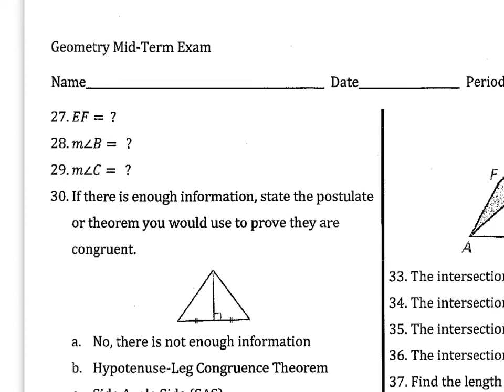Okay, guys, 27, 28, 29, go back to the picture on the last page. So look at your last page, and you can see the figure. Number 27 wants to know how long segment EF is. 28 wants to know how many degrees angle B is and how many degrees angle C is in 29.